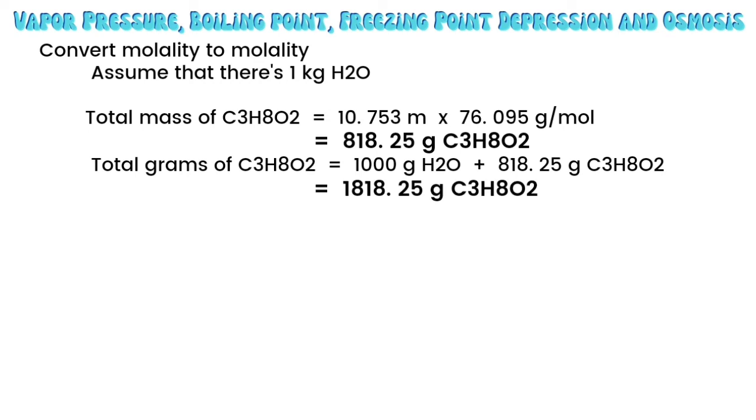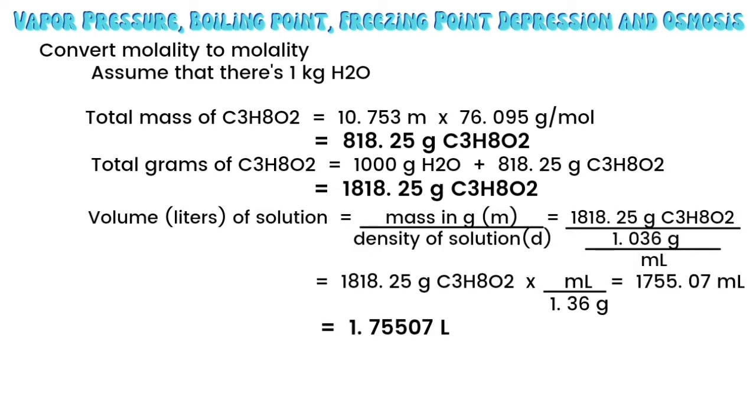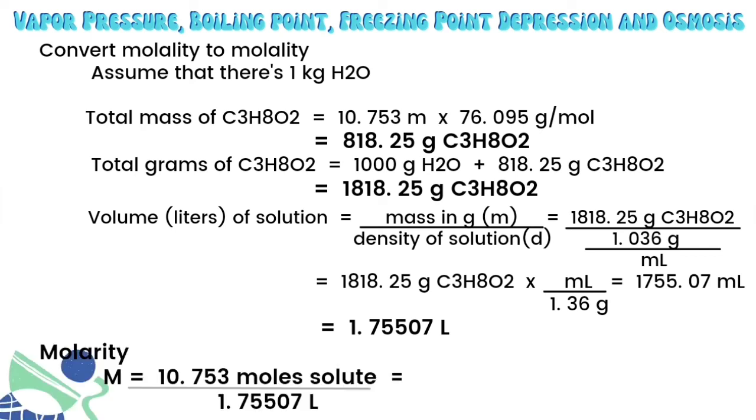That will result to 1,818.25 grams of solution. Converting grams to milliliters, we will get 1.75507 liters. Finally, to get the molarity, 10.753 moles of solute will be divided by 1.75507 liters. Therefore, the molarity of the solution is approximately 6.3 M of C3H8O2.